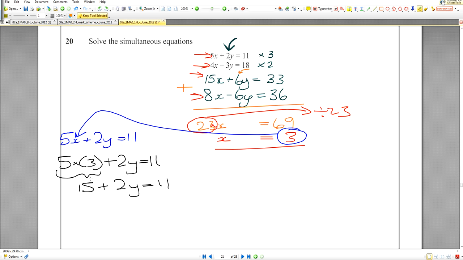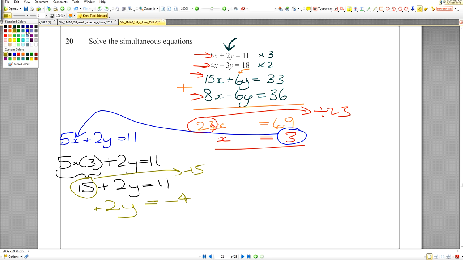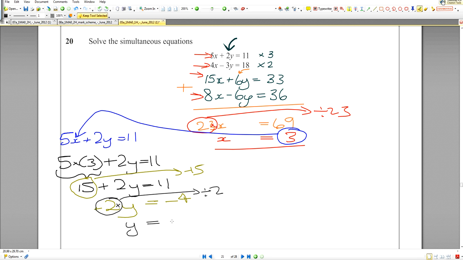So the opposite of add 15 is minus 15. 11 minus 15 is minus 4. So we have plus 2y equals minus 4. Now, what do you do next? The opposite of multiplying by 2 is dividing by 2. So y is equal to minus 4 divided by 2, which gives us an answer of minus 2. That's my second answer. So if I want to summarize it here, x is equal to 3 and y is equal to minus 2.